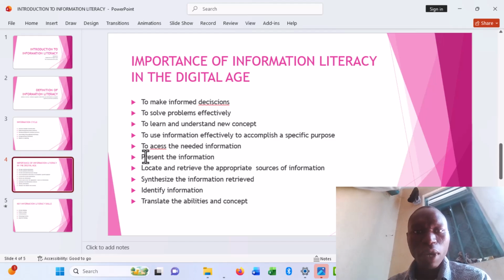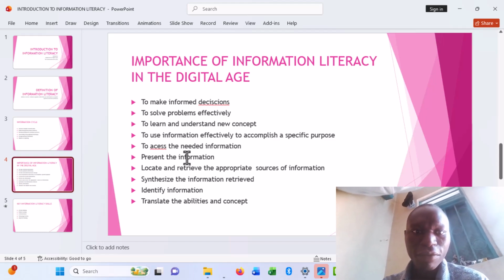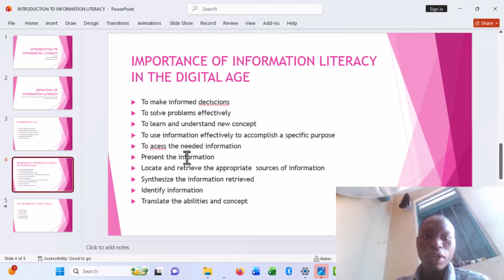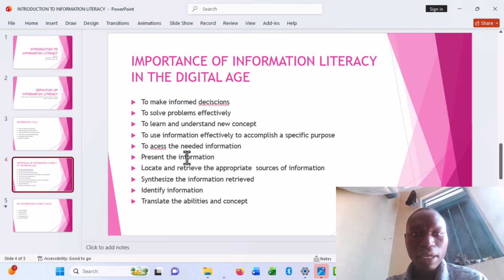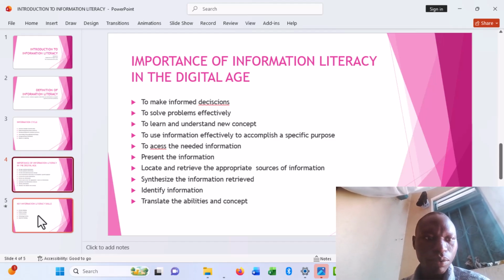The next one is to access the needed information. Apart from that one, we are going to also have to present the information. The next is to locate and retrieve the appropriate sources of information. Another one is to synthesize the information retrieved, and the next one is to identify information. Lastly, to translate the abilities and the concepts.